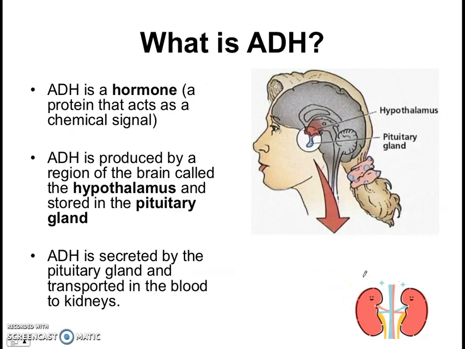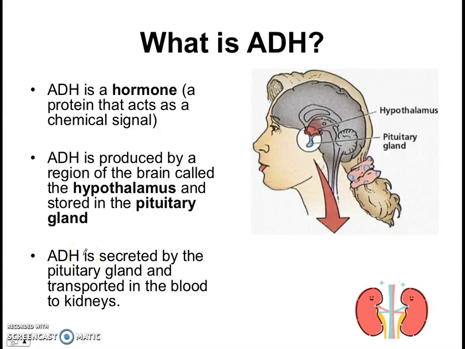Okay, so what exactly is antidiuretic hormone? Well, it is a protein that acts as a chemical signal. Right? That's what a hormone is. It is produced by a region of the brain called the hypothalamus. The hypothalamus produces it and stores it in this little pocket here, part of the brain sticking out, called the pituitary gland. Right, so the hypothalamus produces it, and the pituitary gland stores it. And when needed, ADH is secreted by the pituitary gland and transported in the bloodstream, right, to the kidneys. Now later we'll see that usually hormones are transported in the bloodstream and they act on a certain target organ. So in this case, ADH, transported in the bloodstream, acts on the kidneys.